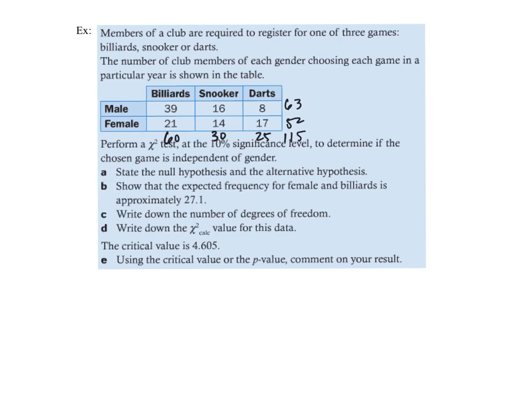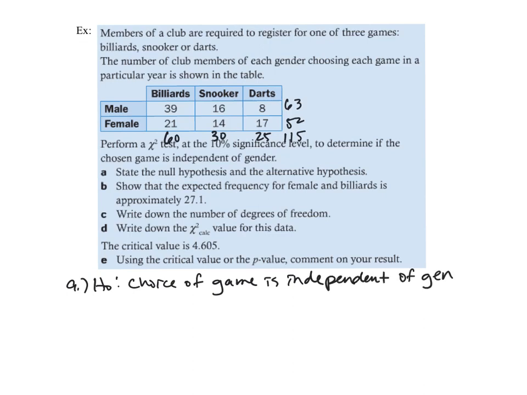So the first thing we're going to do in letter A is state the null hypothesis, and state the alternative. So the null hypothesis would be choice of game is independent of gender. So then the alternative hypothesis would be that choice of game is not independent of gender. Okay, so that was letter A.